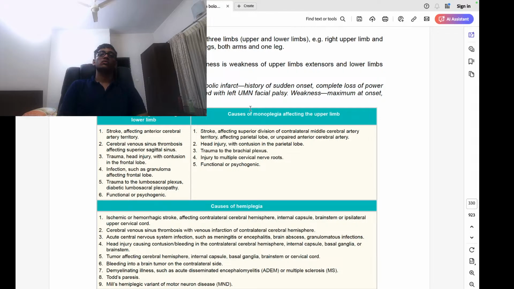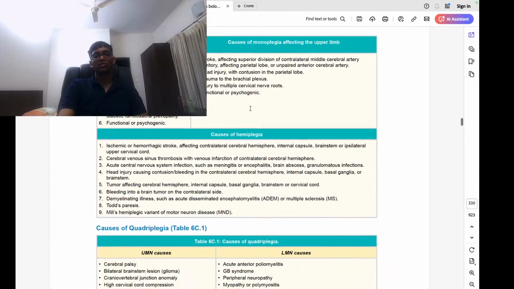Then you have monoplegia affecting the upper limb: stroke affecting superior division of contralateral middle cerebral artery territory, affecting parietal lobe and impaired anterior cerebral artery, head injury with contusion in the parietal lobe, trauma to the brachial plexus, injury to the multiple cervical nerves, and functional or psychogenic.